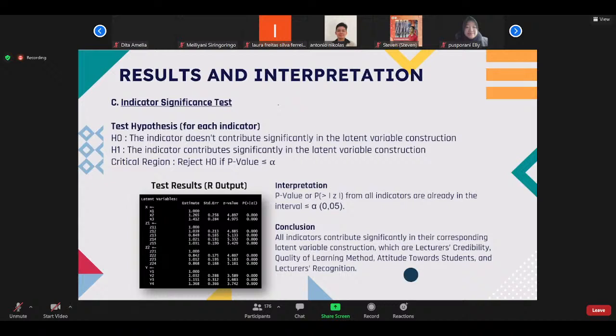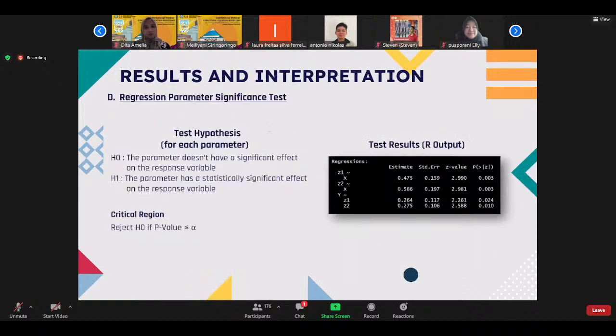So the conclusion: all of the indicators contribute significantly in their corresponding latent variable construction, which are lecturer's credibility, quality of learning method, attitude towards students, and lecturer recognition. And this is the regression parameter significance test. It means that we reject the null hypothesis because the p-value is less than alpha, or 5%. This is the hypothesis for its parameter.